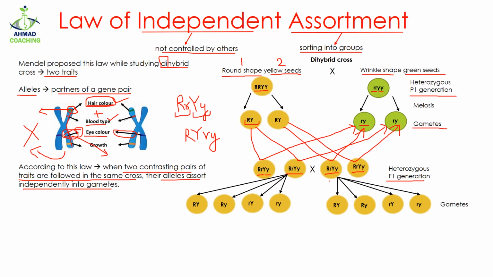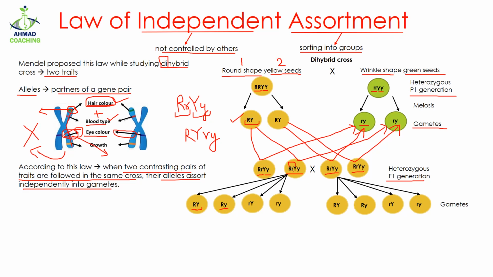Now, for example, in the next generation, I'm going to cross any two plants having this genetic combination. Now you can clearly see how these alleles are independently assorting from each other. Here we can see that this capital R allele is moving with this capital Y. We saw this in this case also, but this capital R can also move with the small y because it is independent. It is not necessary that capital R will always go with the capital Y. It can also go with the small y.